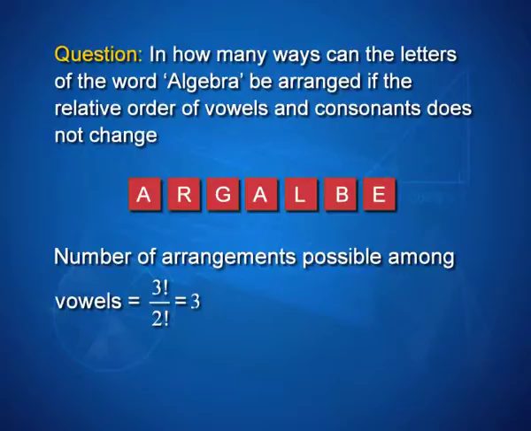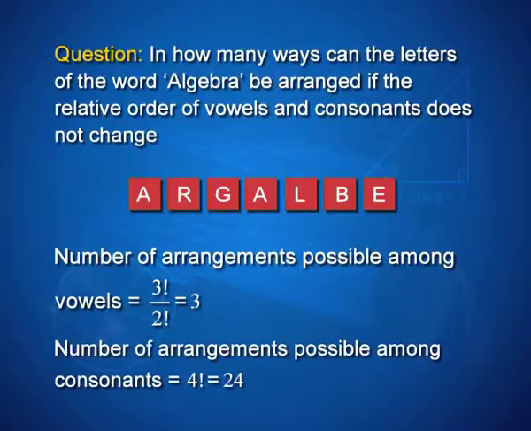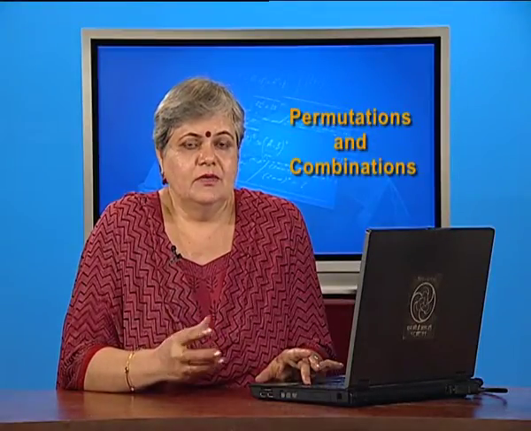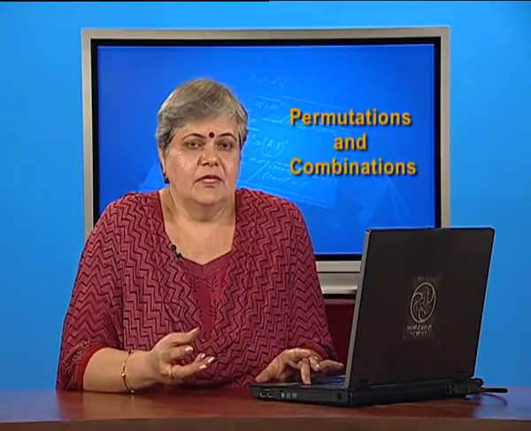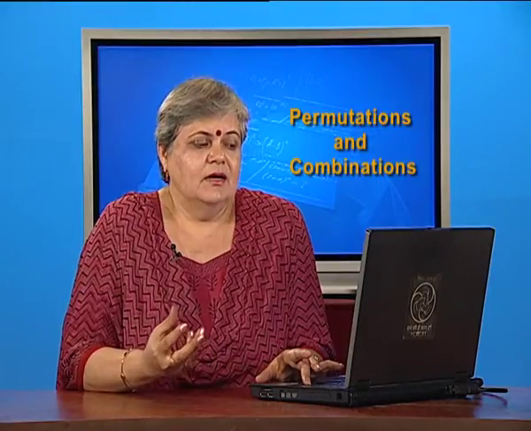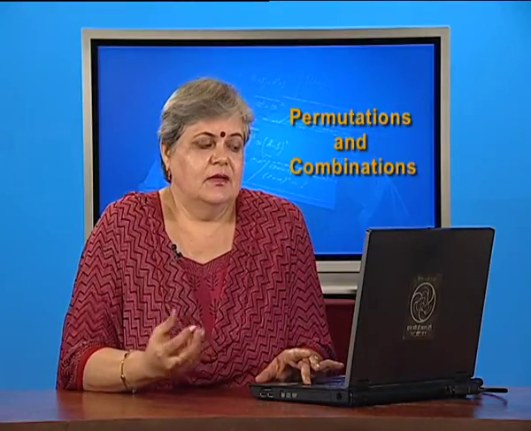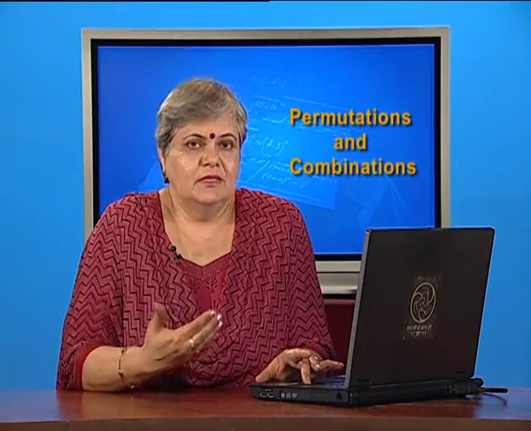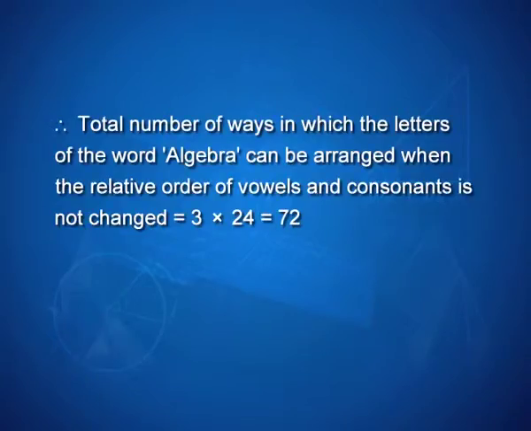So, I am looking at 3 factorial by 2 factorial, whereas the number of arrangements among consonants remains 4 factorial, and they are not shifting anywhere. Therefore, there is no more alteration, no more possibility in permutation, and the number of ways that the letters can be arranged with the vowels and consonants remaining in relatively the same position would be 3 times 24, again using the fundamental principle of counting, which turns out to be 72.